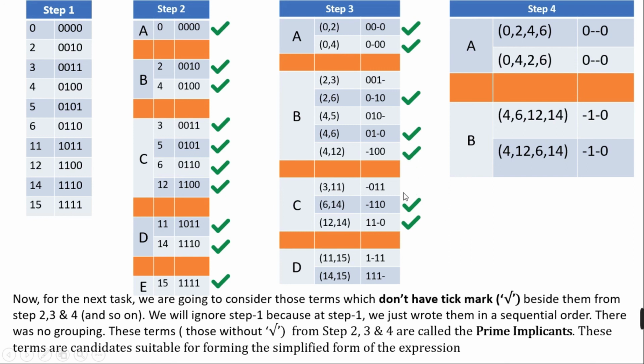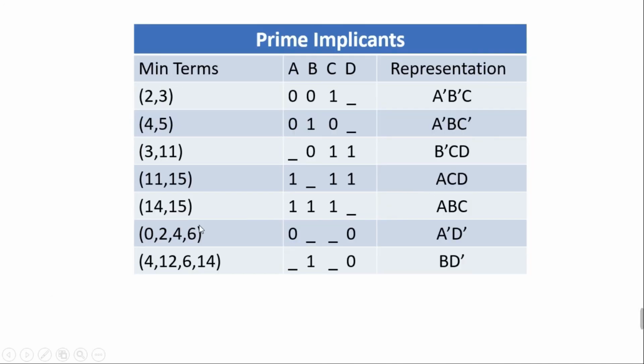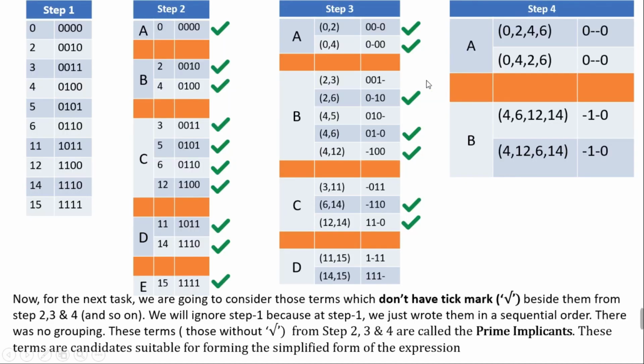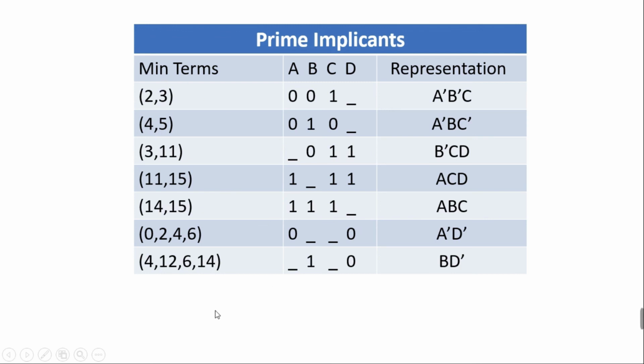So here are the terms which don't have any tick marks beside them. You can check it for yourself: 2, 3, 4, 5, 3, 11 and so on. We have written all of those min terms here, and we have also represented them using variables. The function in the question was defined with A, B, C, D, so for our convenience we have used A, B, C, D here to represent all of those binary numbers.